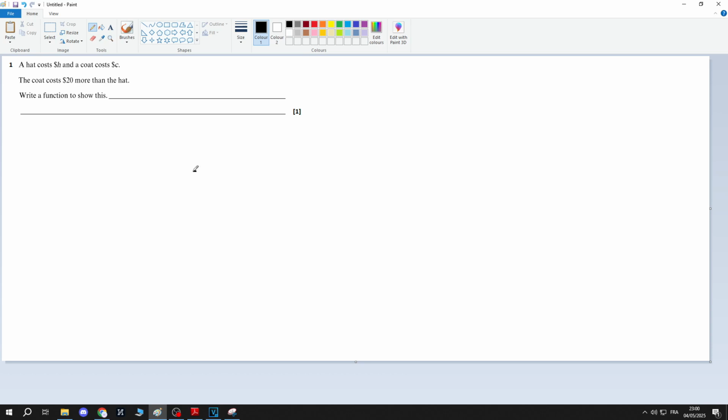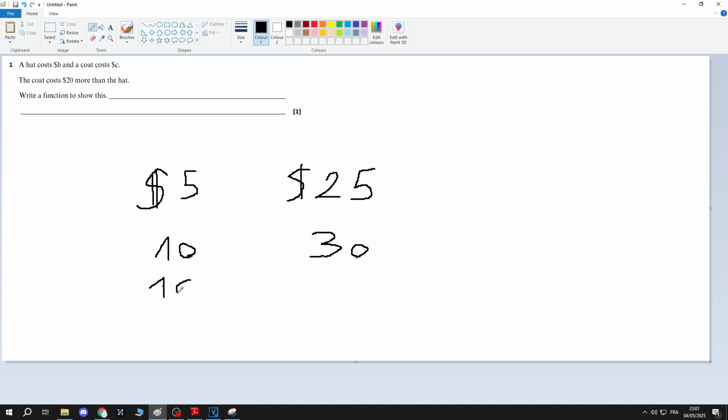So let's say the hat is $5. If the hat is $5, then the coat will be $25, right? Now, if the hat is $10, the coat will be $30, right? If the hat is $15, so the coat will be $35. Good. Now, for all of these, the common thing that we've done is we kept adding 20, right?